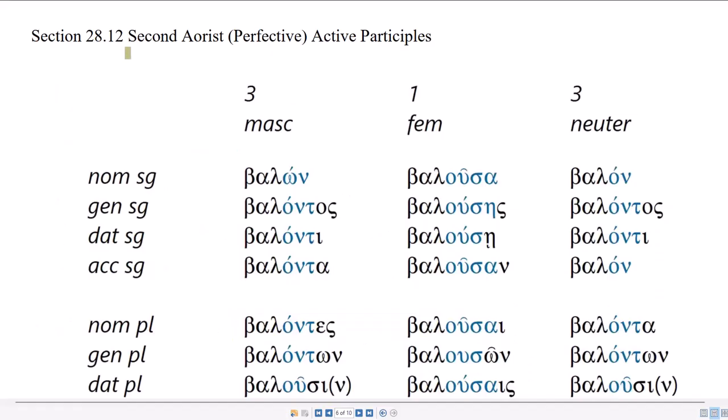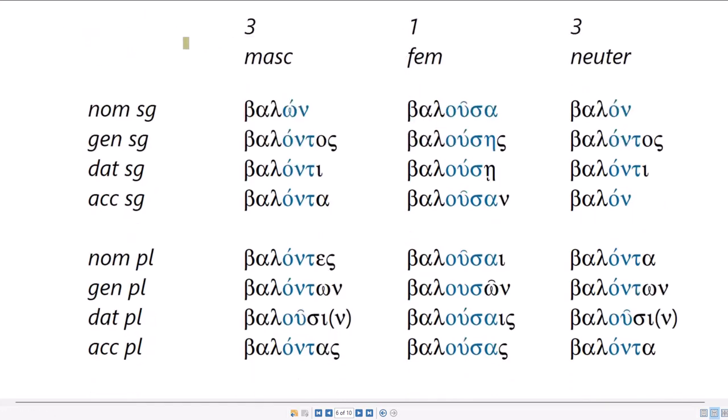Now let's look briefly at the second aorist active participles. This is section 28.12. We don't need to spend a lot of time on this because these are essentially equal to the present tense except for the second aorist stem. Everything else looks just like what you'd see in the present tense. Third declension, first declension, third declension. The endings are going to look the same as you saw for the present tense.